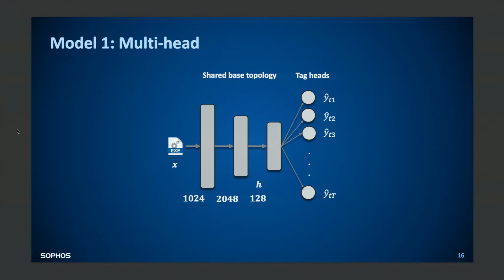Yes, Haram? Input size of the binary? So we are using this input representation of 1024 dimensions based on the two-dimensional byte entropy features by Saxe and Berlin, similar to the ones used in EMBER.